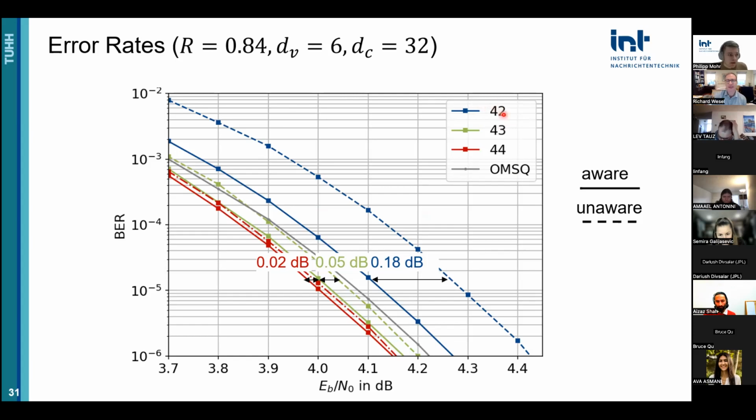What's the 4? It says 4.2. It's not the 4, it's the channel bit width. Okay. Yeah. Thank you. Okay.